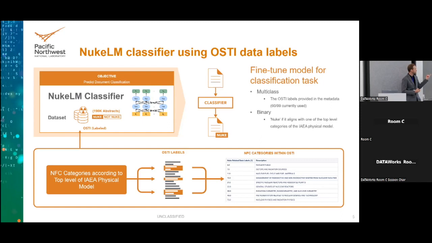So we trained a multi-class model that tried to predict these 60 labels, and secondary, a binary nuke or not nuke model. Now, the binary nuke or not nuke model was following basically these IAEA physical model categories of which of these 60 labels are related to the nuclear fuel cycle. And so there's a handful of them, I believe 9.